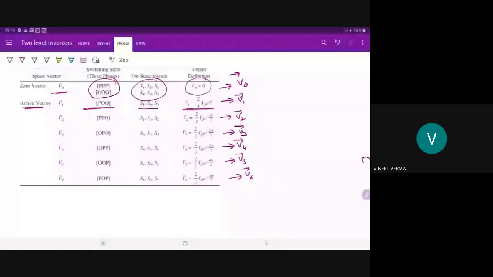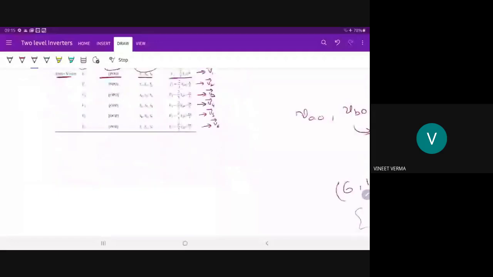So there are 8 states in a 3-phase inverter, right? We divide them into 2 groups: zero vectors and active vectors. Zero vectors will produce 0 output voltage, and active vectors produce some output voltage, right? So the active vectors we numbered as V1 to V6, and the zero vector we numbered as V0.